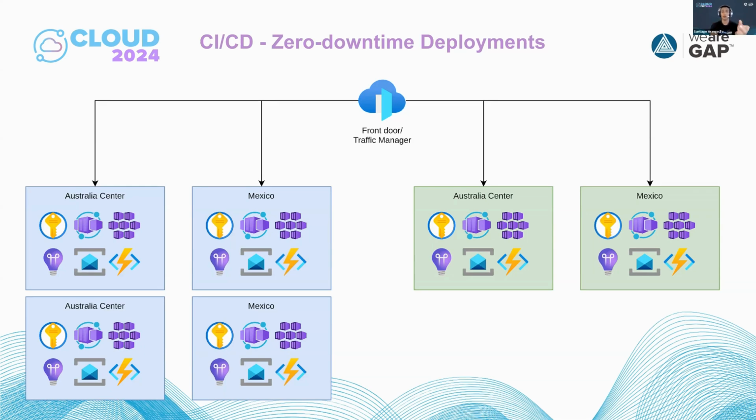So as you can see, we have our blue deployment, which is serving our clients today, and we have a set of deployments in the Australia side and also in the Mexico region. When we are making a deployment, we can opt for a green deployment. As you can see on the right, we already created a new instance in the Australia center and the Mexico side. Then again, if you are observing closely, we have the Traffic Manager in the middle.